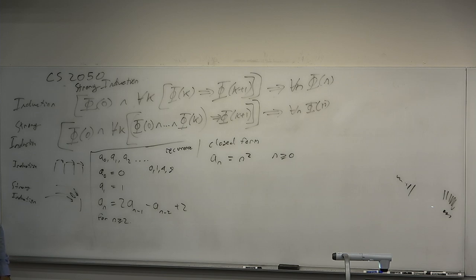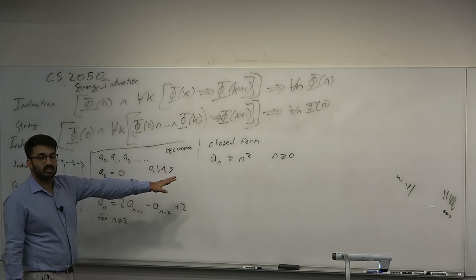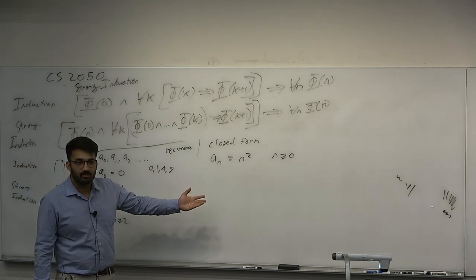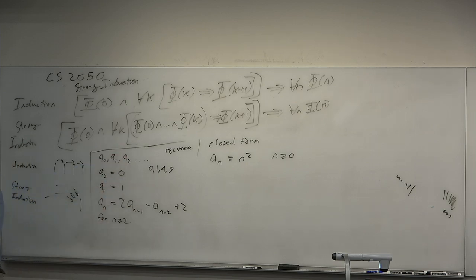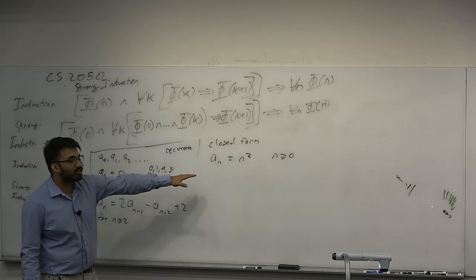The great part about a closed form is, say I asked you for the 1,000th term. What you could do is write down A0, A1, A2, A3, A4, A5, A6, all the way to A1,000. But if you have a closed form expression, you can just plug in 1,000 and you're done, right? So you can compute the 1,000th one without having to compute all those previous ones. It doesn't have a recurrence in it. This is not recursive by definition.